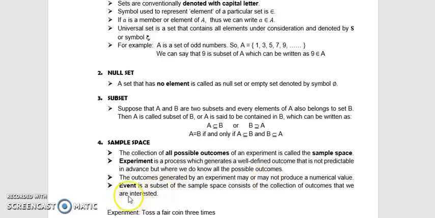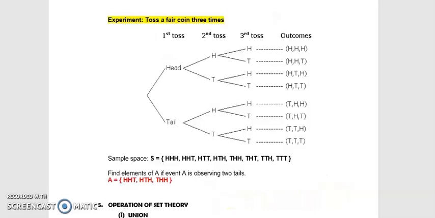The outcomes generated by an experiment may or may not produce a numerical value. Now look at what is an event. An event is a subset of the sample space, consisting of the collection of outcomes that we are interested in. Now let's look at this example. The experiment is to toss a fair coin 3 times.